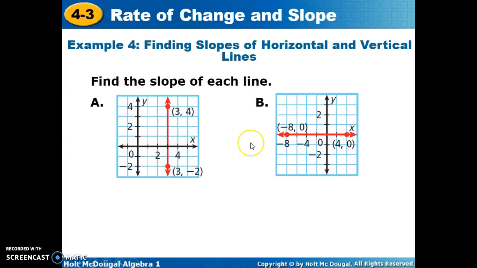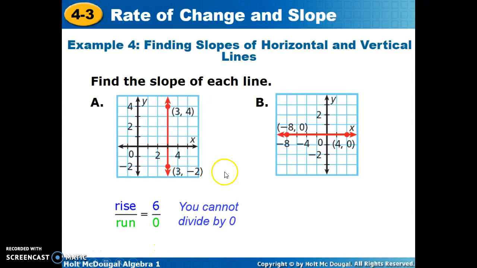Example 4, we have 2 special cases in which we refer to the slopes of lines as way too steep to talk about. We're going to call this undefined. If you think about this line right here, we have rise from -2 to +4, we have a rise of 6, but our run is 0. And remember, we can't divide by 0. Calculator says error. It's an undefined number, and we refer to this slope as being undefined.